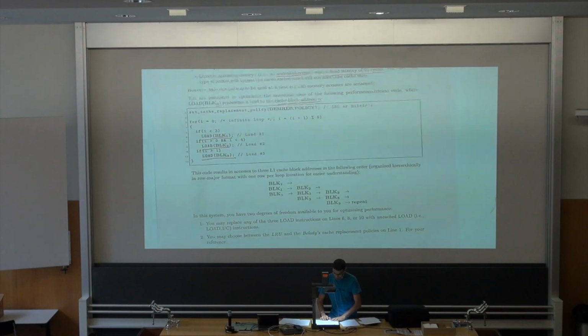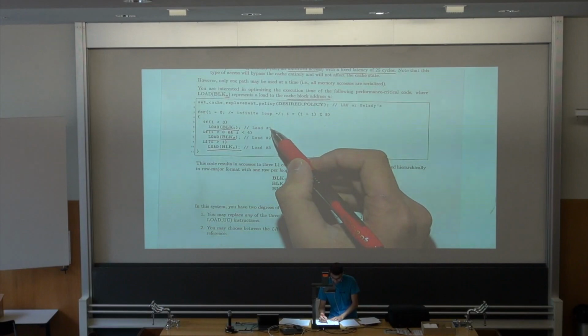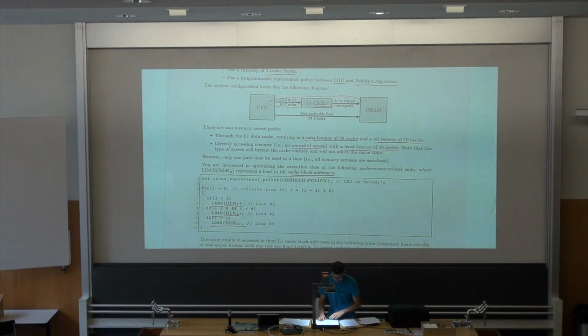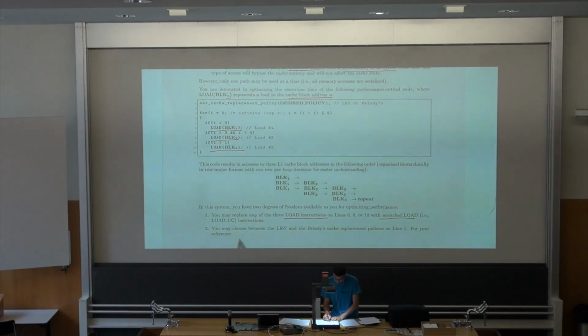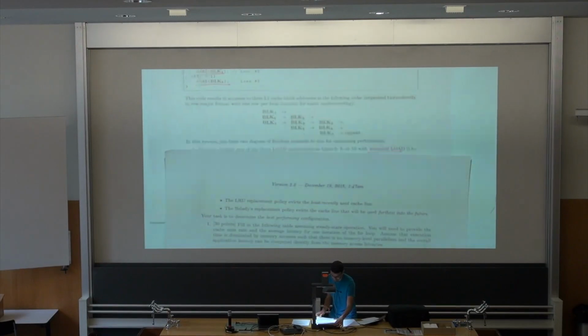In this system, we have 2 degrees of freedom available to optimize for. We may replace any of the 3 load instructions with uncached load instructions, so that would be either load 1, 2, or 3, and we could make it use the non-cacheable path instead. The second degree of freedom is that we may choose between LRU and Belady's cache replacement. The next page describes a little bit about what those are, in case you don't remember.